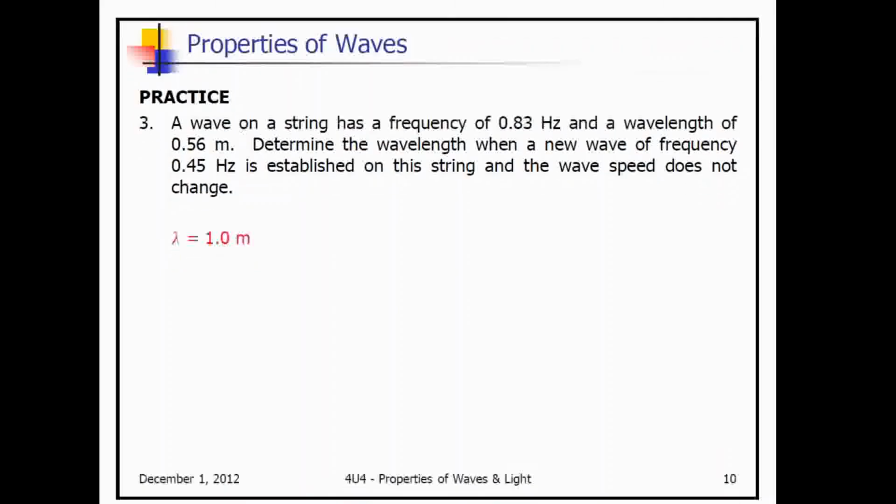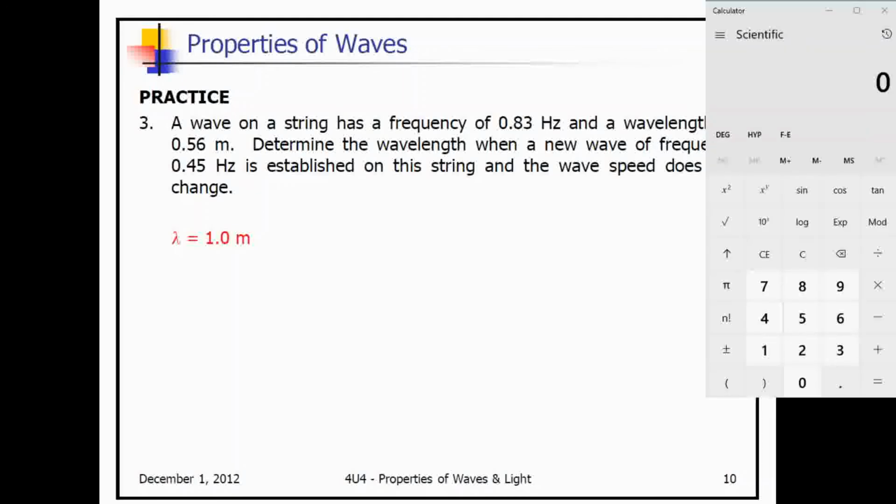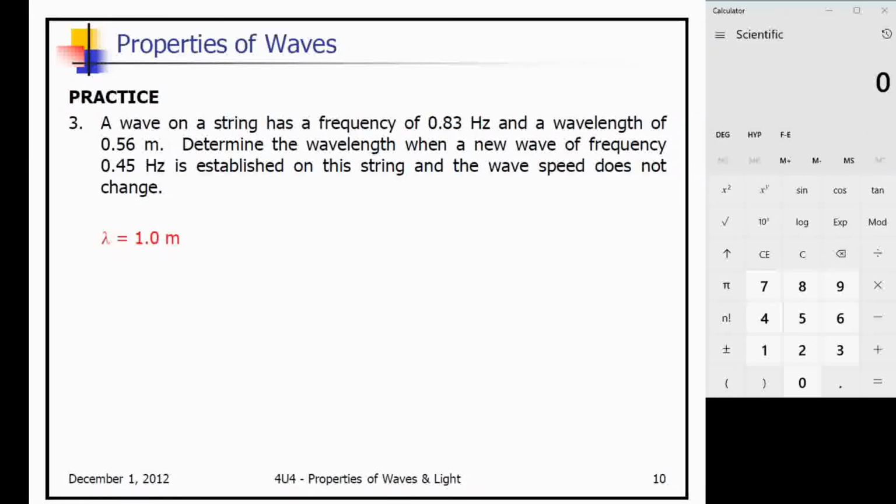The next question is also quite simple, using the universal wave equation, but I will show you how to do this one. So we have a wave on a string. The frequency is 0.83 and has a wavelength of 0.56. So the product of those gives us our speed. So our speed is 0.4648. I won't round that at this point because this is just an intermediary answer.